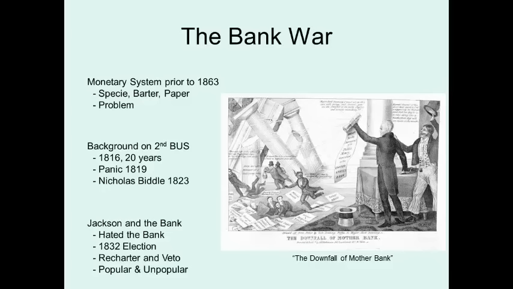So, in 1832, 4 years before the bank's charter is set to expire. Remember, the bank is chartered for 20 years. So 4 years before the bank's charter is set to expire, Nicholas Biddle applied for a renewal of the bank charter. Now, Jackson thinks that Biddle is doing this to make the bank an issue in the election of 1832. And he thinks that Biddle's purposely doing this to hurt Jackson's campaign. Jackson is running for re-election in 1832. And so he thinks Biddle's doing this just to spite him.